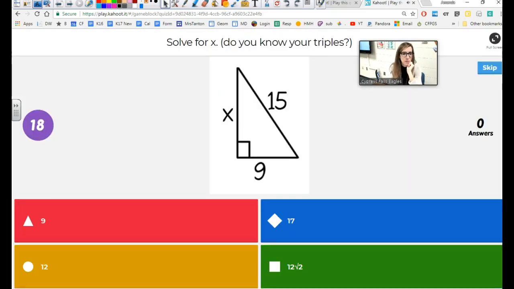Solve for x. Do you know your triples? Because if you know your triples, you'll be faster. If you don't know your triples, then just be a few seconds behind.